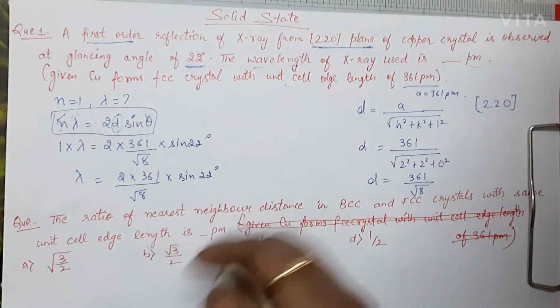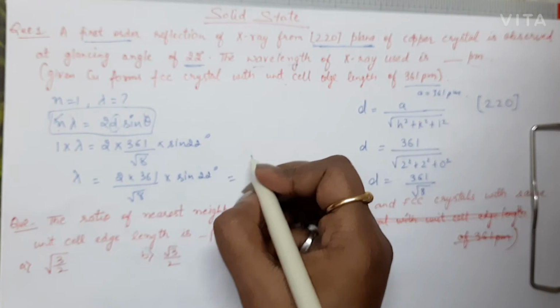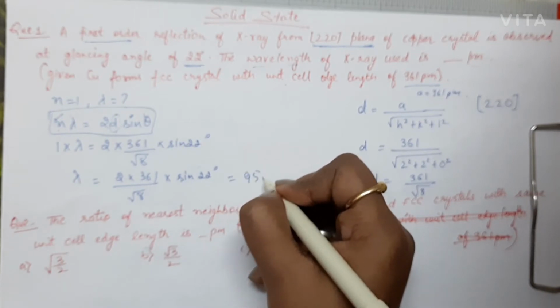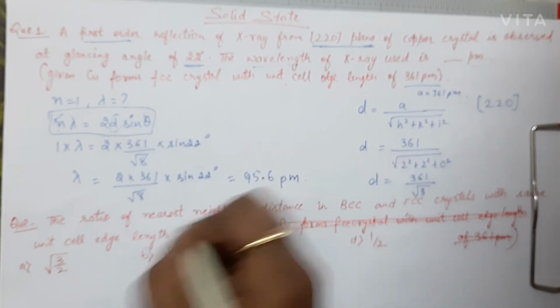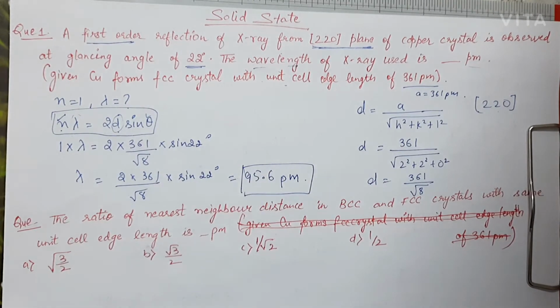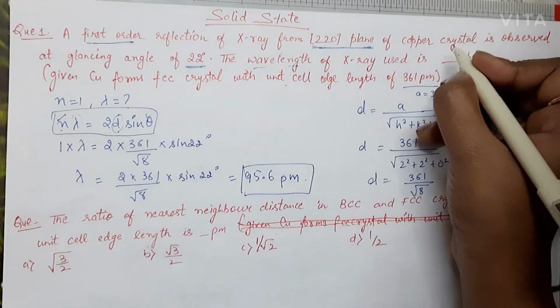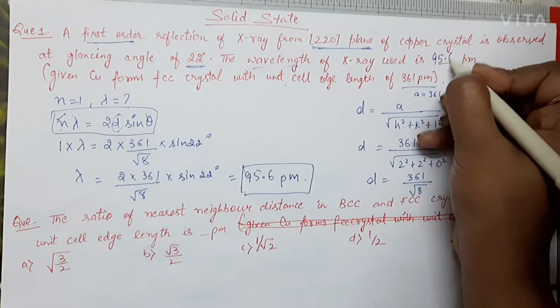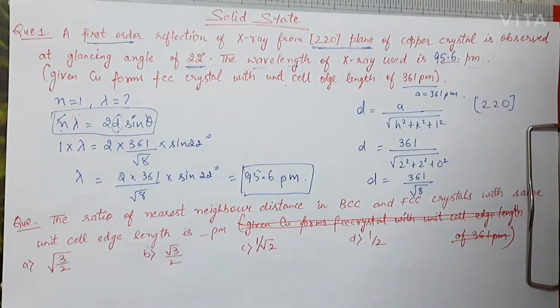So now you can solve this by your own and I'll be telling you the answer. The answer will be around 95.6 picometer. So this will be your answer. You can solve this part by your own, right? So the answer is 95.6 picometer. Now this is the first question. Now with this we'll move on to the second question.